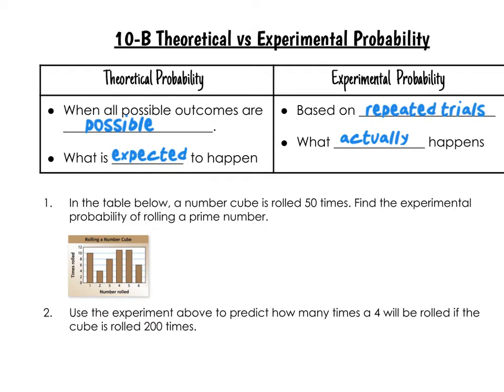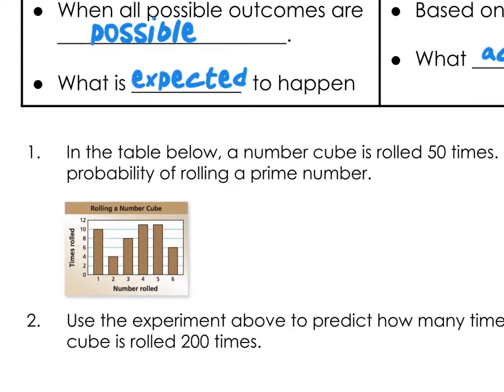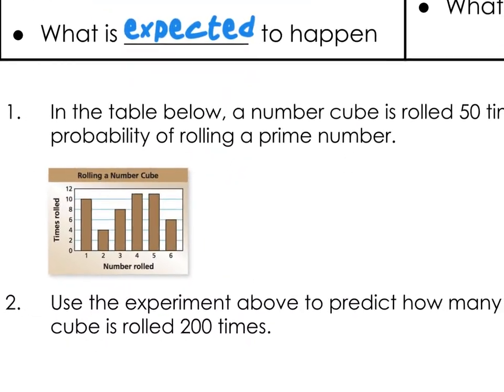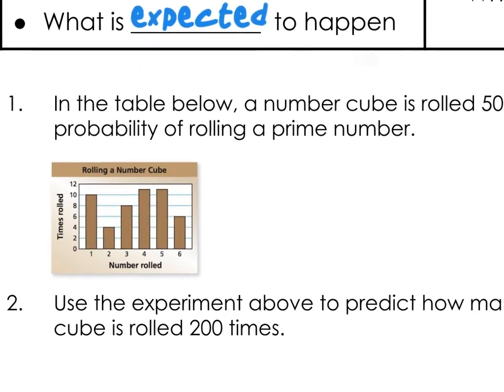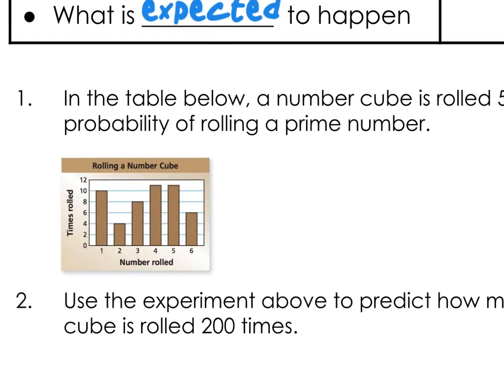Okay, so let's take a look at problem number 1. It says, in the table below, a number cube is rolled 50 times. Find the experimental probability of rolling a prime number. And here I have a picture of the table of the experiment performed. I know it's really hard to see because it's super tiny on your paper, but I can zoom in so we can see it on the screen here.